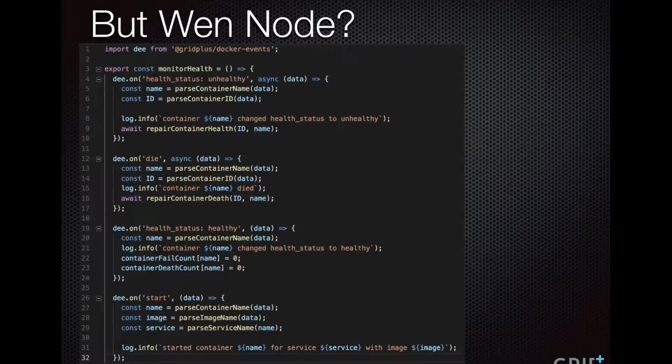This is pretty similar to the code we're going to be running to manage these devices. Essentially, it reacts to the important events in a container's lifecycle. If a container becomes unhealthy, we'll try to repair it. If a container dies, we'll try to repair it in a somewhat different way. When a container becomes healthy, we'll reset the counters for its death, and upon a container starting, we just log it so that we know everything is going swimmingly.